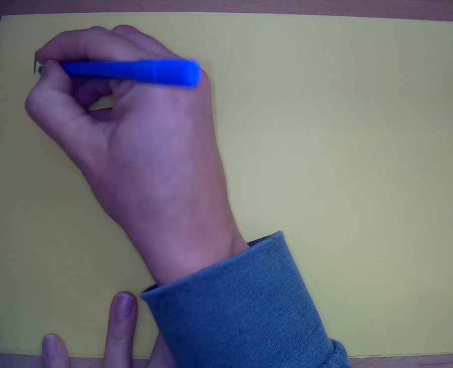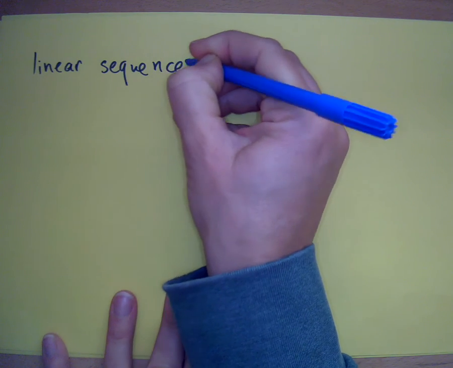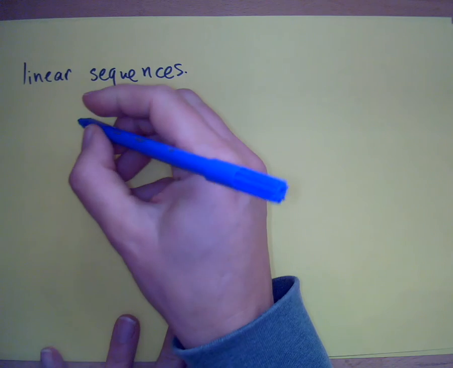The types of sequences that you're going to be working with for now are linear sequences. In linear sequences, the jump from one term to the next is always the same. So let me just give an example that's easier.